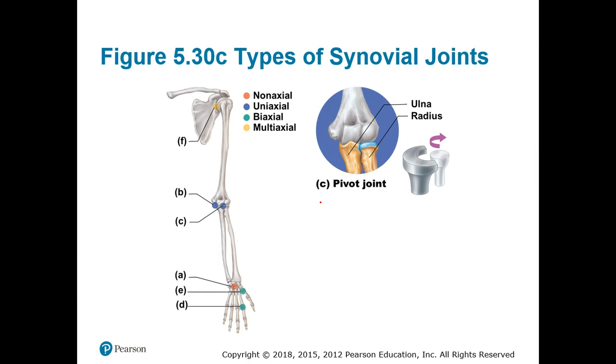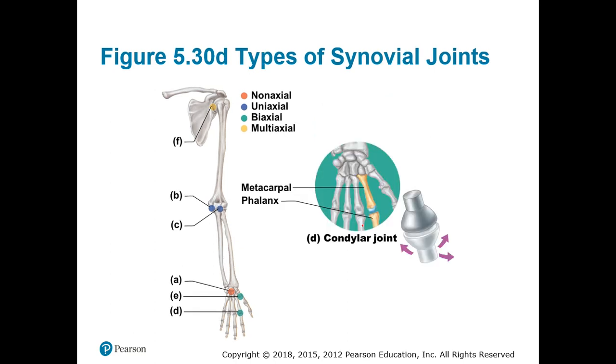Let me show you an example of this. Here is your radius and ulna in your bone. Here is your pivot joint. If you think about it, you can twist your arm left to right and have your palms face forward or backwards because of this pivot joint right here.